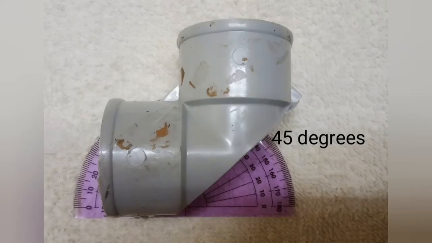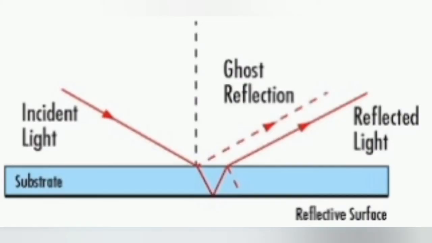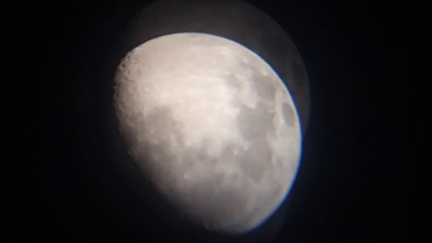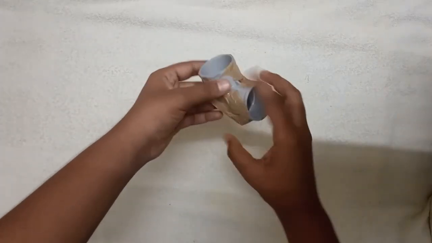Now take the T-joint and cut it at an angle of 45 degrees. In this place, you can add a plane mirror, but I will recommend using a mirror finished aluminum plate or a highly reflective foil or a mirror sticker, because mirrors have multiple layers and when light reflects from them, you will get multiple reflections, about 3-4 reflections, with the middle one being the brightest. And tape the reflective plane to the T-joint.